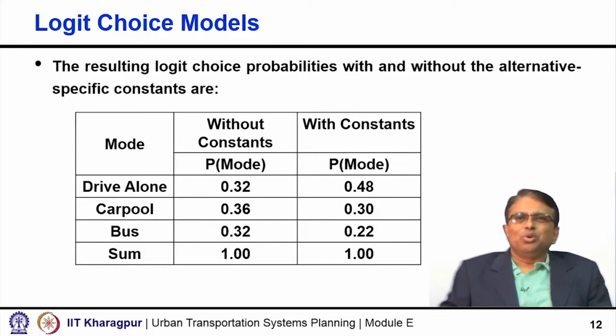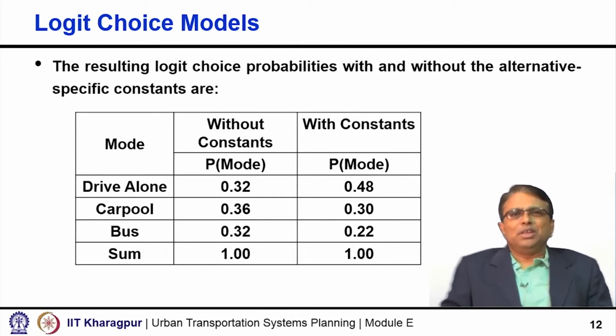So, naturally, overall probability distribution of different modes, or the probability of choosing respective modes, will change. Now, you see instead of 0.32, the probability of using drive alone becomes 0.48, simply because there is a high mode specific or alternate specific constant. Similarly, now because of that the biasness will be more towards drive alone and carpool. So, the bus is reduced, probability of using bus reduces from 0.32 to 0.22.